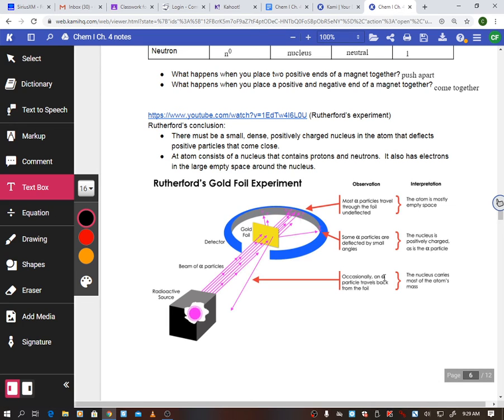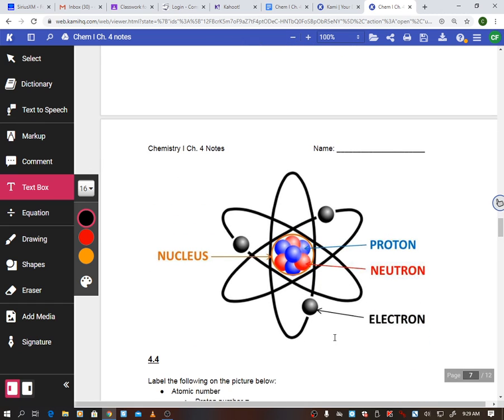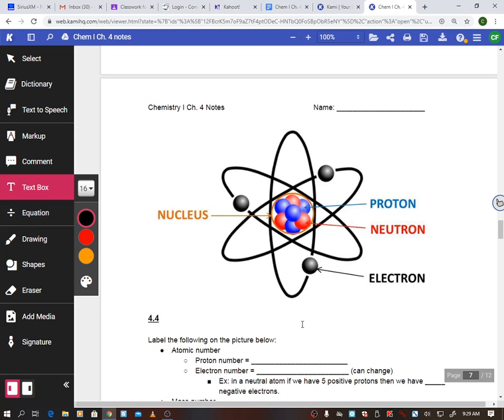Now, if you get me and every kid in this class to stand together and lock arms, and not just in a row, but in a circle, they're going to have a harder time getting through us, and they may get deflected and bounce off. That's what happened, and that's what surprised them. They didn't think that would happen. So it made them re-look at everything they thought about the atom, and this is what they came up with because of this gold foil experiment.